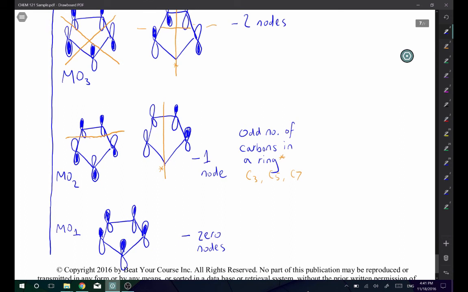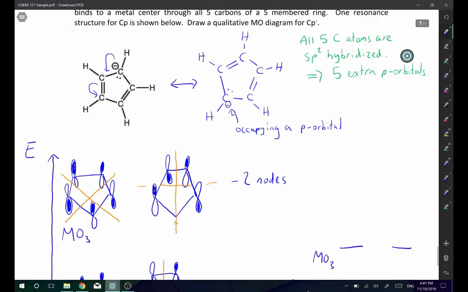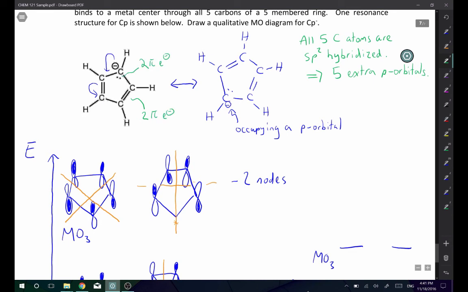So the way to show this is like so. This is for cyclopentadiene, so you have MO1, MO2, and MO3. Question, how many electrons did we have in this system? How many pi electrons were involved? Well, you had 2 here, so this is 2 pi electrons. You also had 2 electrons that became part of the pi system, so this also counts, because they also can form a pi bond through resonance.